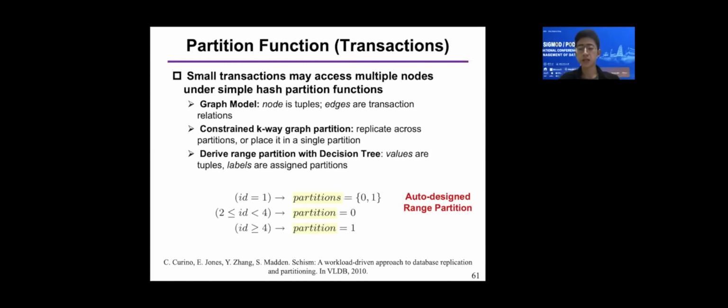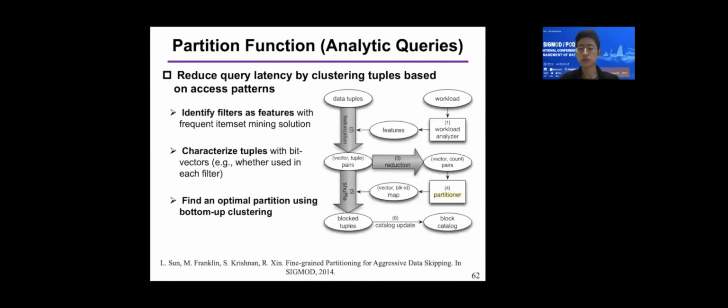Hence, with the tuples as the values and the K partitions as labels, they build a decision tree and derive the partition ranges based on the tree of predicates over values leading to the leaf nodes. However, as declared in this paper, it's not ideal for very large databases or workloads with heavy inserts.